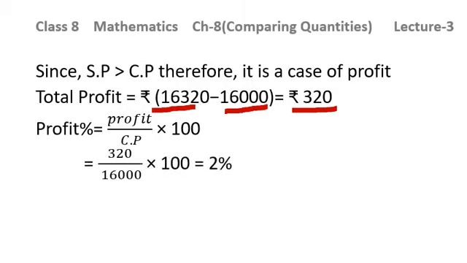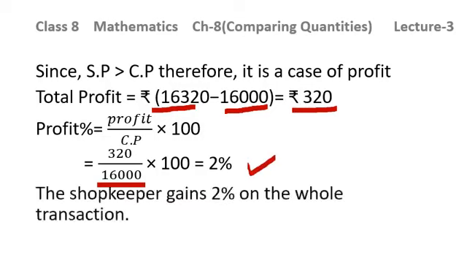Profit is 320 over 16,000, which was the total CP, because we need to find the gain or the profit or loss percent over the whole transaction. So we have taken total CP here, that will be 16,000. So it will be 2%. So the shopkeeper gains 2% on the whole transaction.